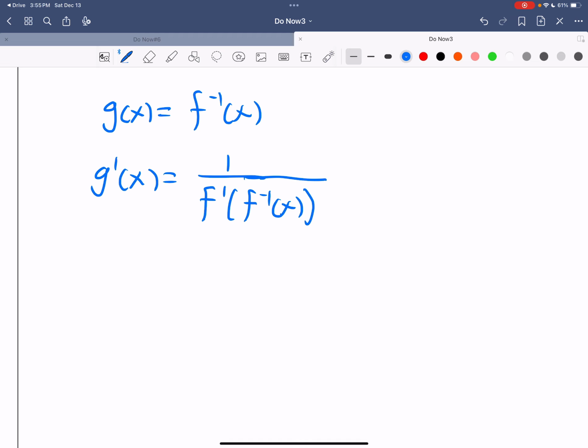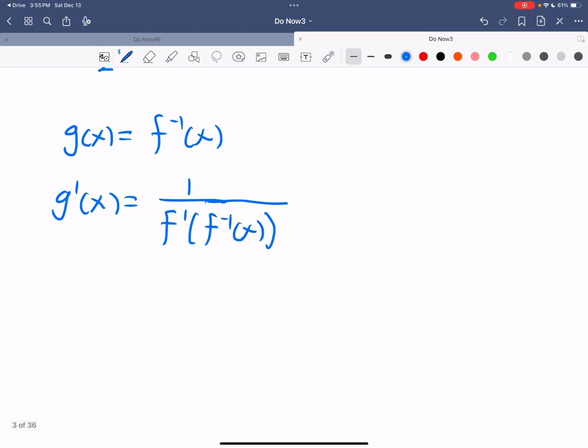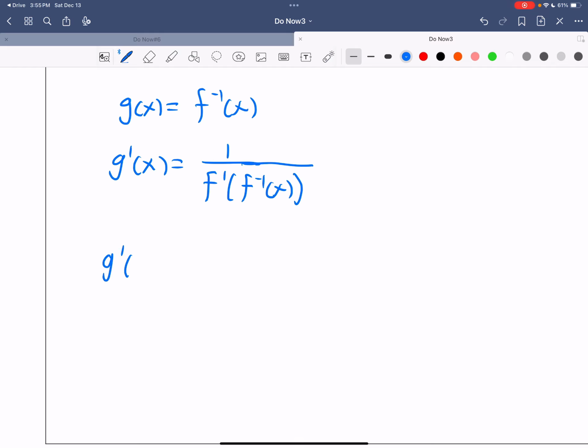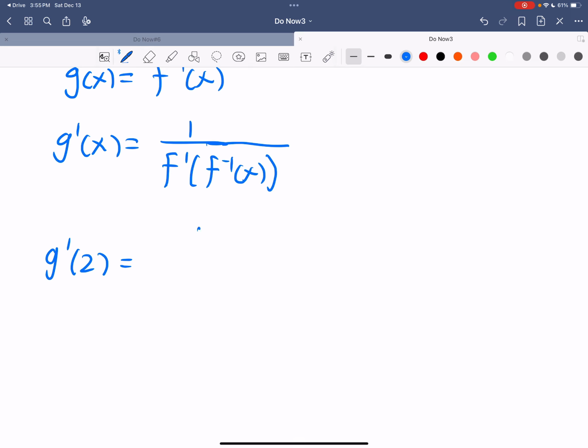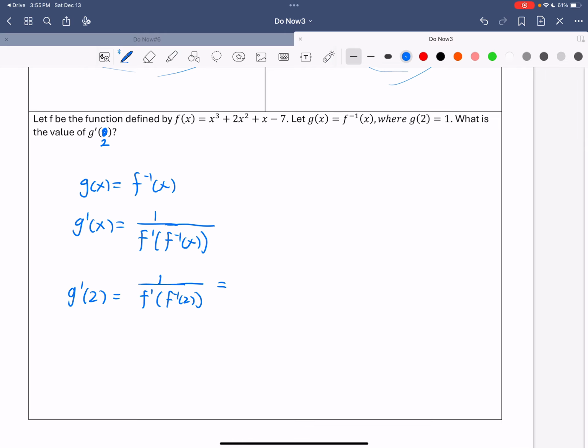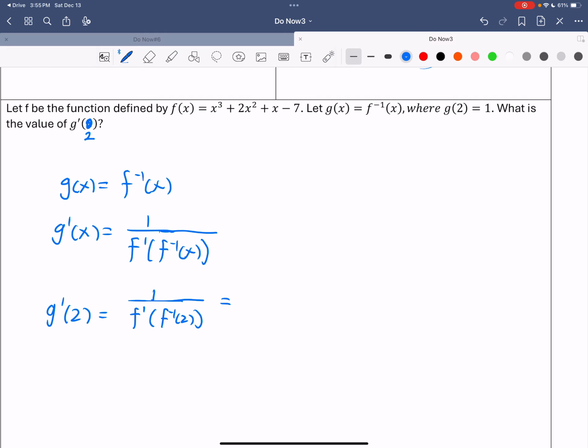Now, what we're trying to find is g prime of 2, according to this question. So what you gotta do is this, 1 over f prime, f inverse of 2. And normally on the table, you have to find the f value, but they didn't give us an f value. They gave us a g value. But do you see g is already the inverse of f? So this is exactly the same as this. So we're just going to plug in 1. So this is the same thing as 1 over f prime of 1.